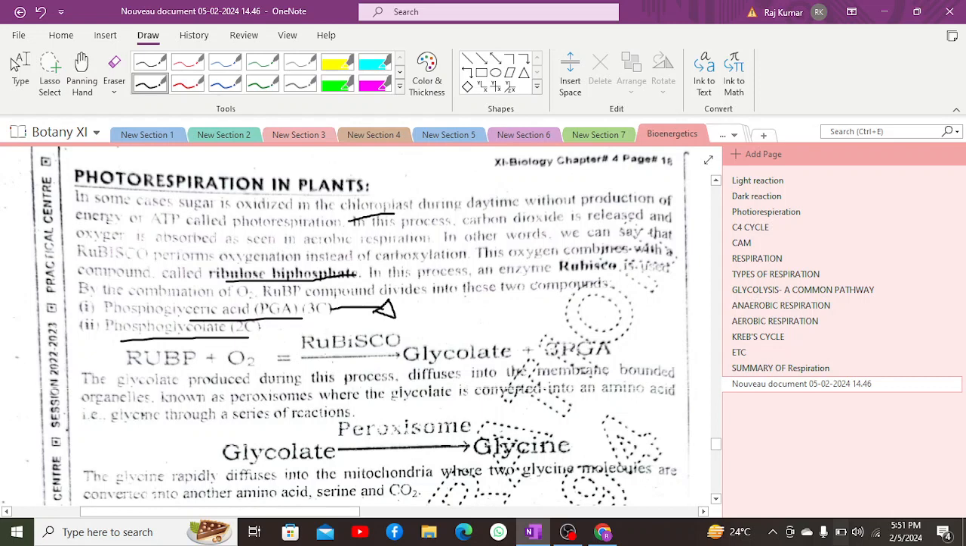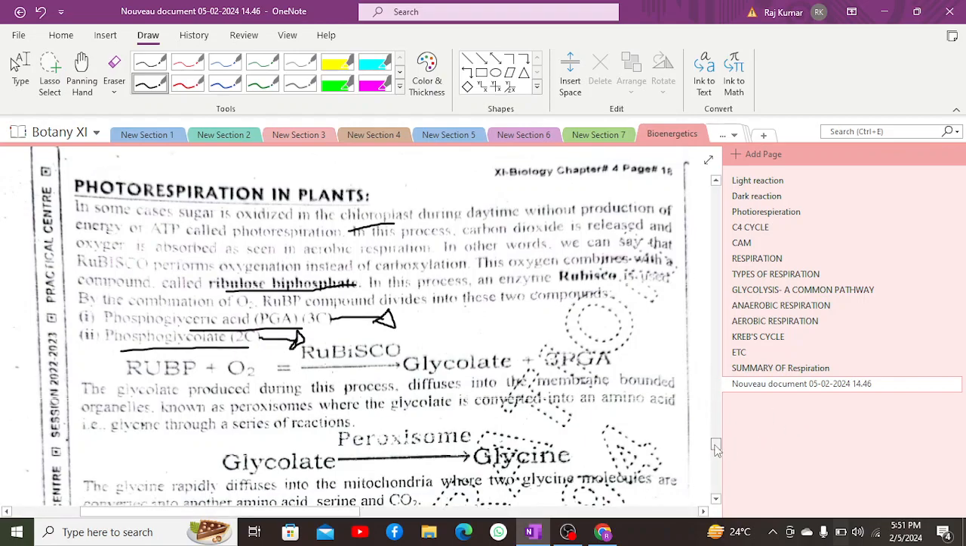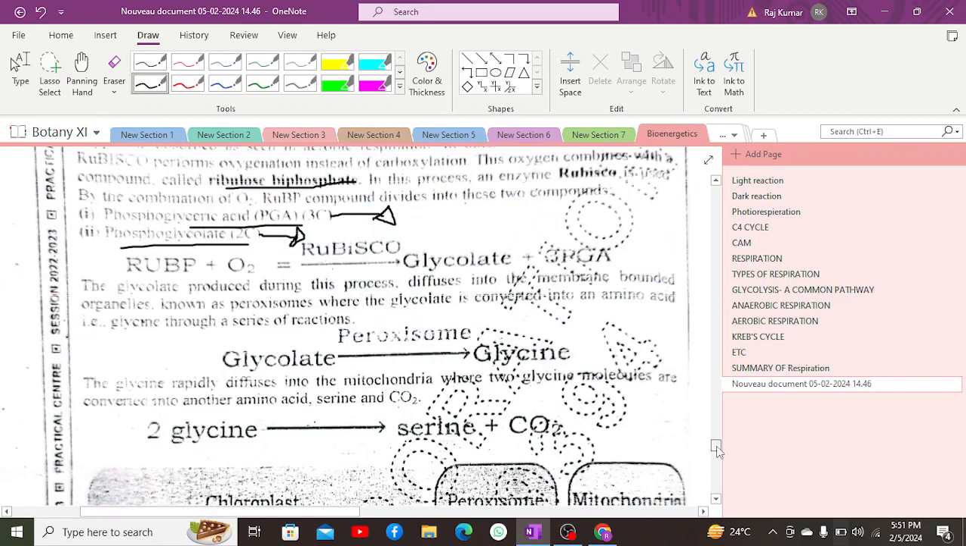So this would be the condition. After that, phosphoglycolate here will undergo the photorespiration process. Let's see how it actually happens. Glycolate, produced during the process, diffuses into the membrane bound organelle known as peroxisome. First and foremost, dephosphorylation of phosphoglycolate occurs, as a result of which phosphoglycolate is converted into glycolate, which is now sent into the peroxisome, a membrane bound organelle.